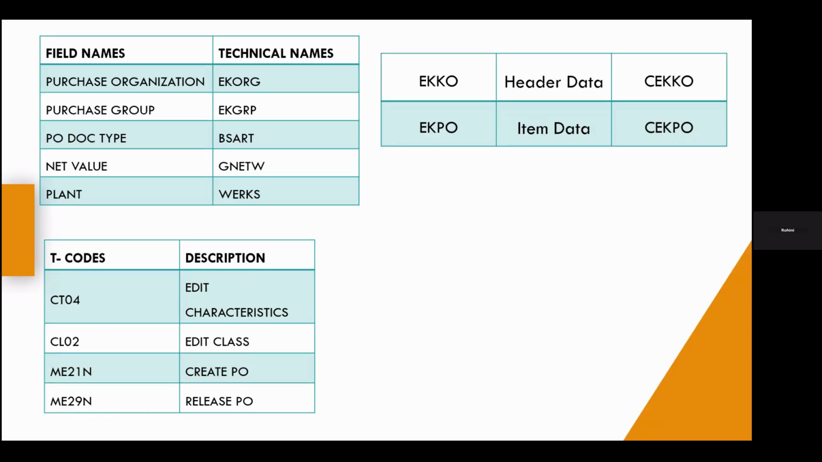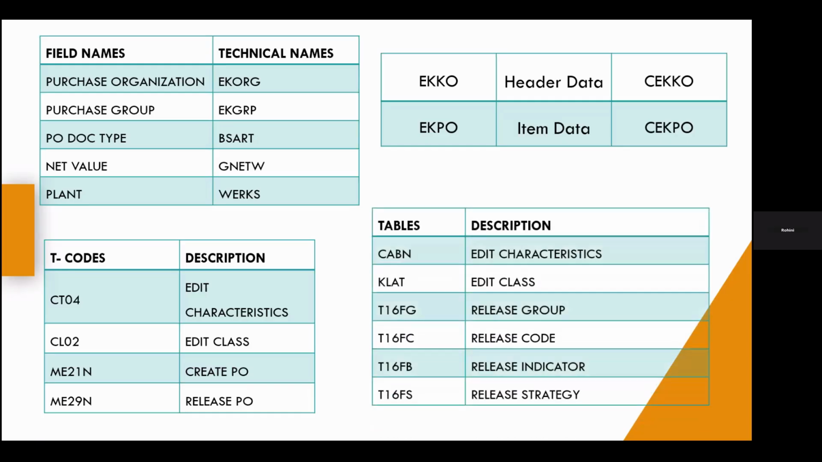CT04, and to edit the class it is CL02, to create PO it is ME21N, and to release the PO, ME29N. And the tables are, for edit characteristics it is CABN, for edit class it is KL80, release group it is T16FG, for release code T16FC, and for the release indicator it is T16FB, and for the release strategy it is T16FS.